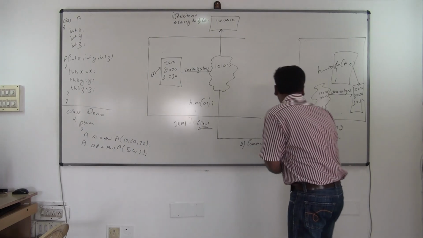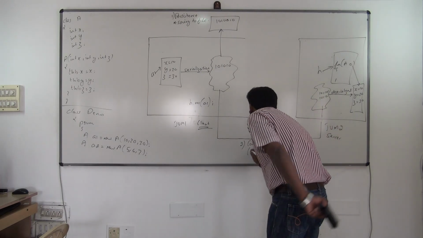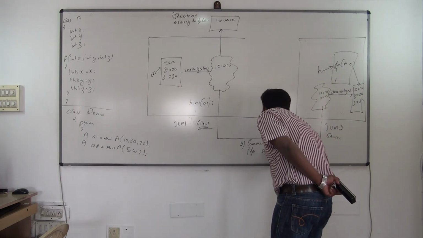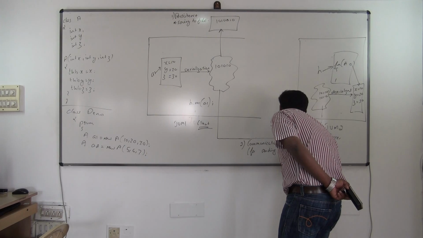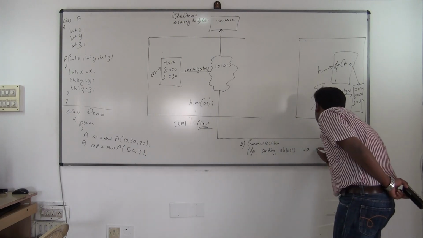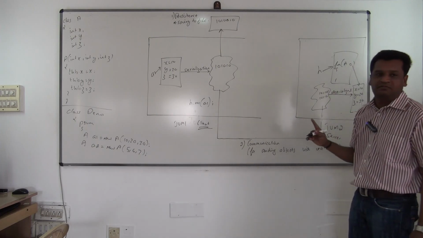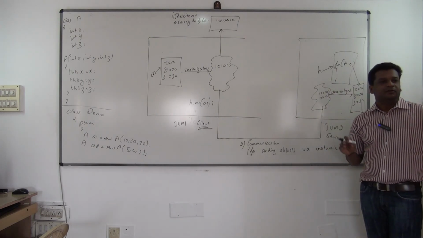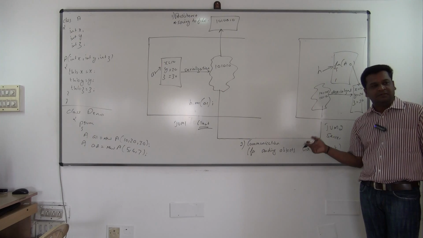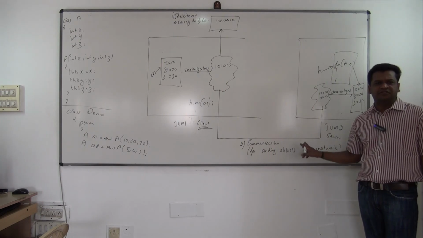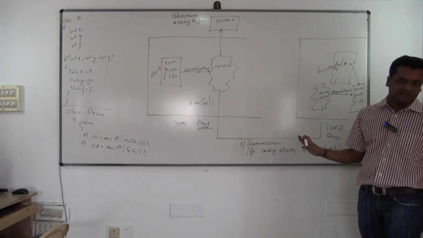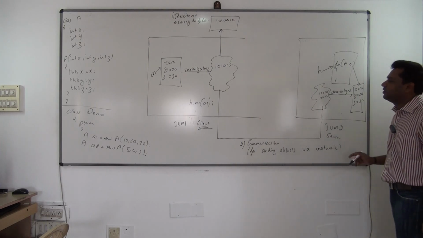Means for moving via network, for sending objects via network. Are you clear with this? These two things are very, very important. The first two things, which are persistence and communication, are very, very important. This is extensively used when we develop applications. Just understand the concept.